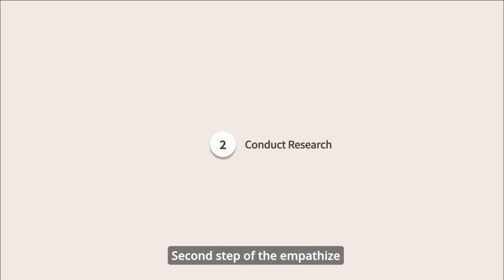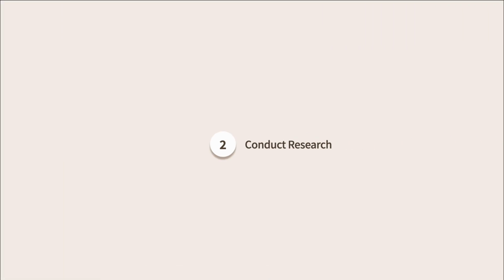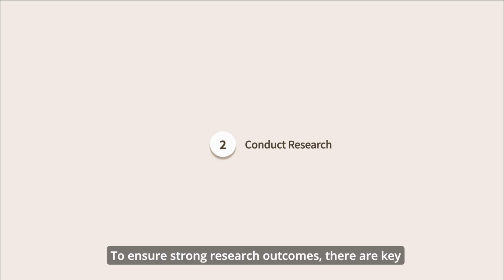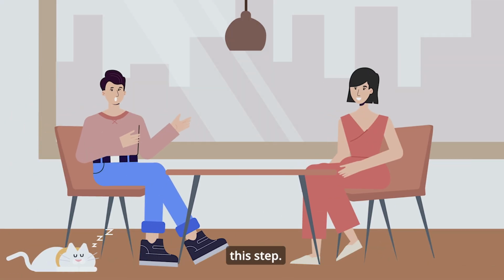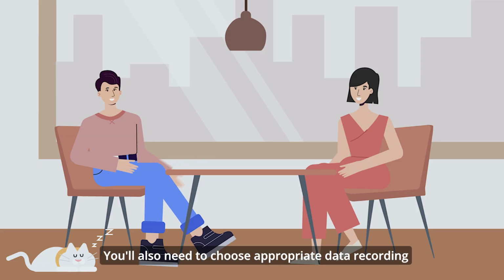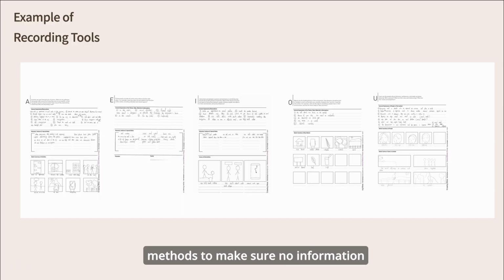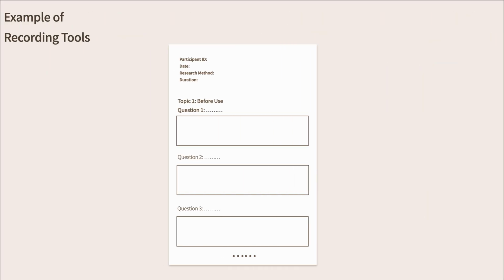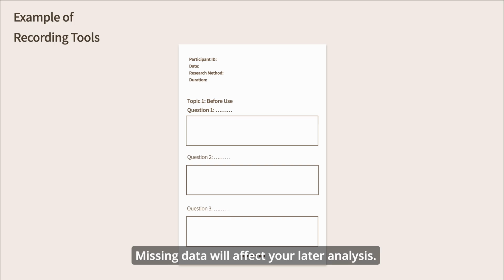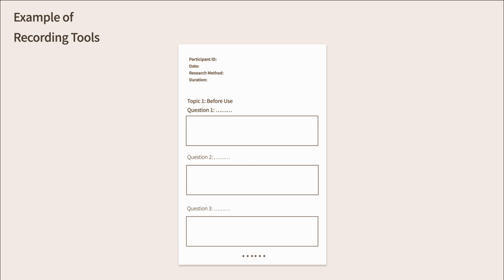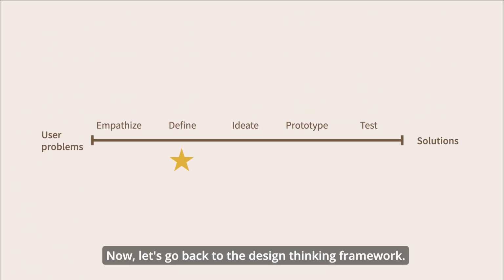Second step of the empathize stage is conducting the research. To ensure strong research outcomes, there are key principles you must follow during this step. You'll also need to choose appropriate data recording methods to make sure no information is lost. Missing data will affect your later analysis. Now, let's go back to the design thinking framework.